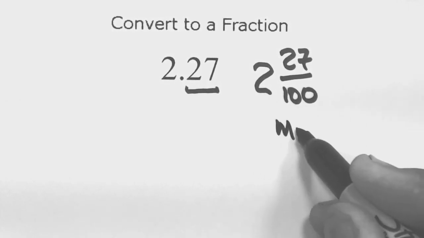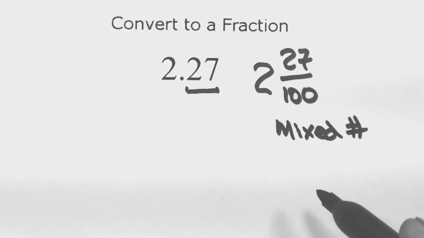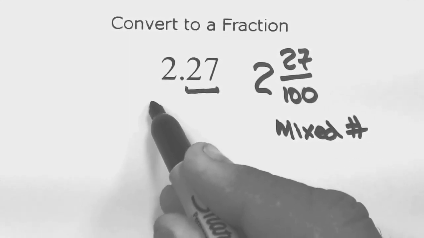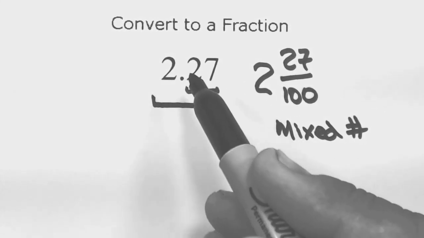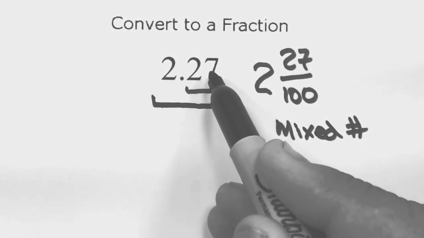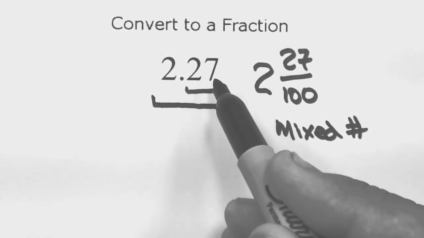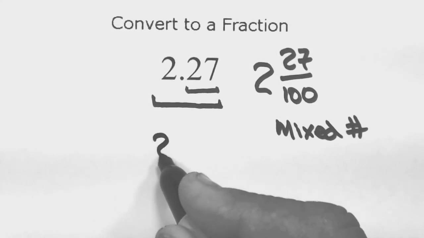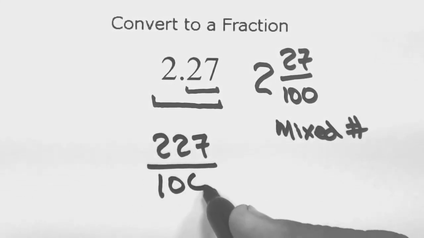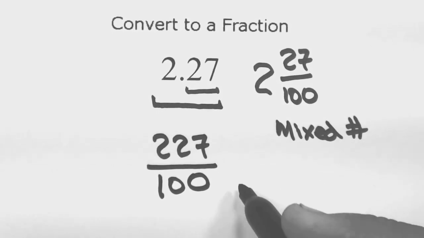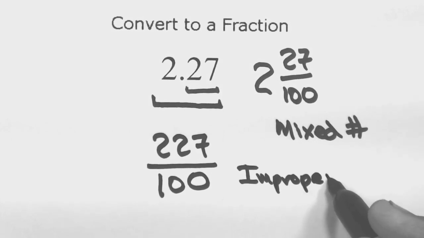Okay? Well, in case you want to leave it as an improper fraction, then you do this. Turn around and verbalize the entire thing. This is 227. And of course, what's the rightmost decimal place here again? Hundredths. So 227 over 100. That would be what the value would be as an improper fraction.